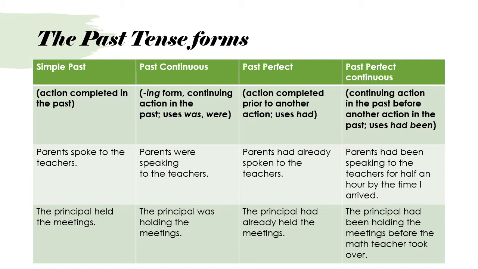The past perfect continuous is used to talk about a continuing action in the past before another action in the past. So here we use the phrase had been before the ing form of the verb. Parents had been speaking to the teachers for half an hour by the time I arrived. The principal had been holding the meetings before the math teacher took over. So here we find two past actions, which are actually preceded by a continuing action in the past.